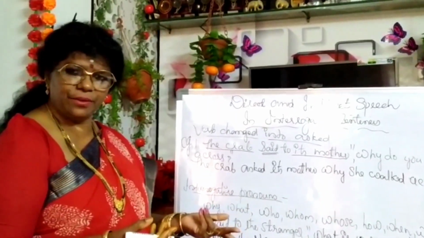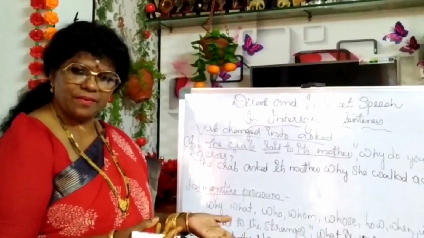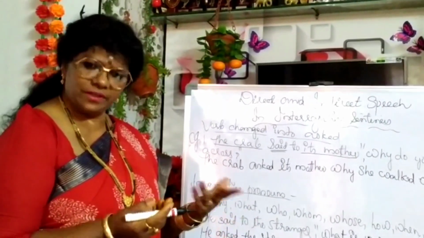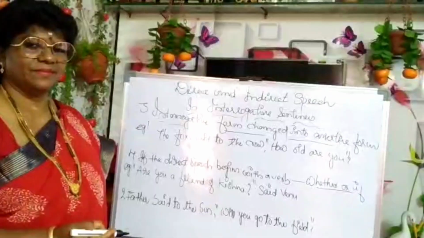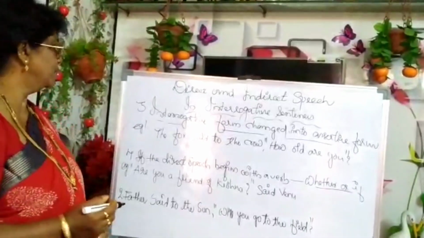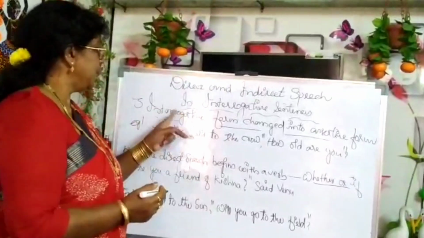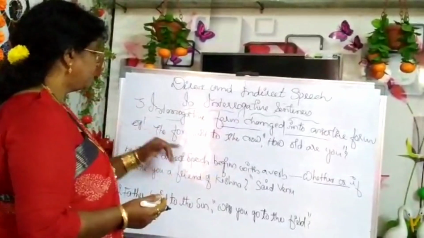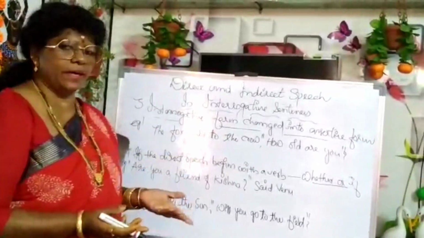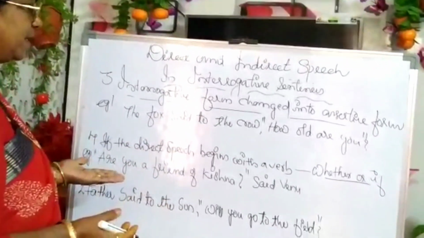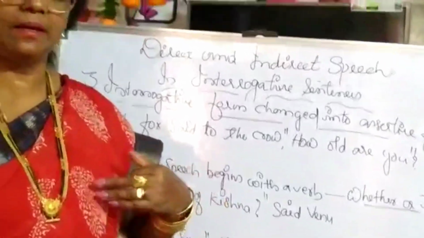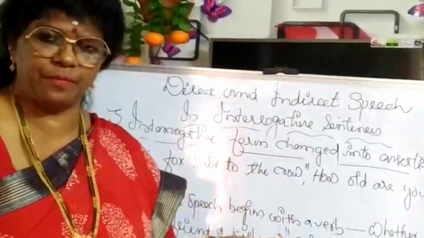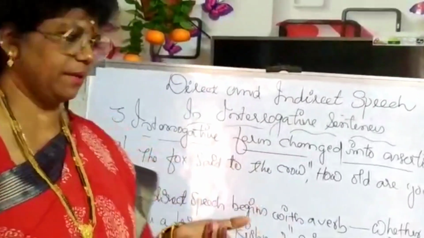Alright? Are you following with me? Okay, let us go through further examples. The interrogative form is changed into assertive form, as I told you before. The fox said to the crow, how old are you? How can we change? The interrogative form must be changed into assertive form. I mean, the question form we have to bring into a statement.